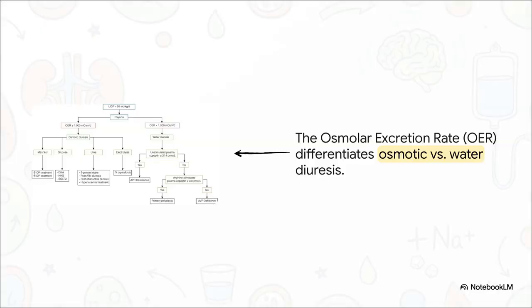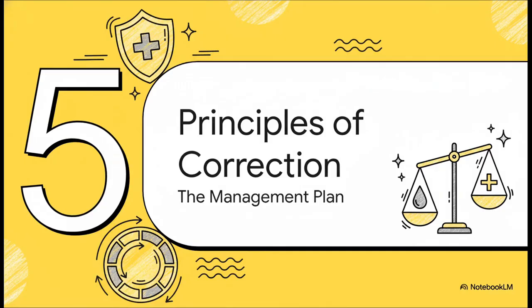You're going to start by calculating the 24-hour osmolar excretion rate. If that number is high, we're talking over 1,000, then you've got yourself an osmotic diuresis. Think glucose, think urea. But if that rate is low, it's a water diuresis, and that sends you straight down the rabbit hole of AVP deficiency or resistance, what we all know is the workup for central or nephrogenic diabetes insipidus. Okay, we've worked through the whole diagnostic puzzle. Now for the final and maybe most important part, let's build a safe and effective treatment plan.